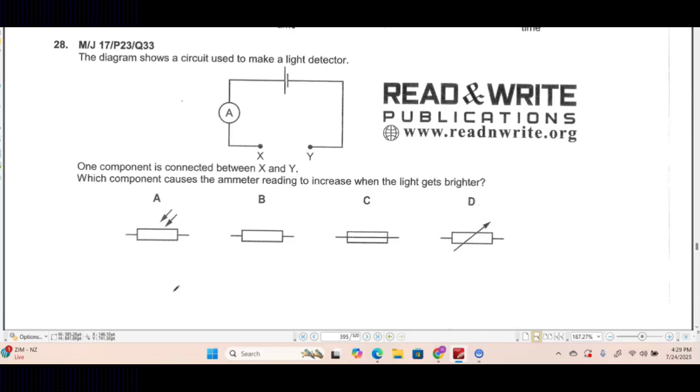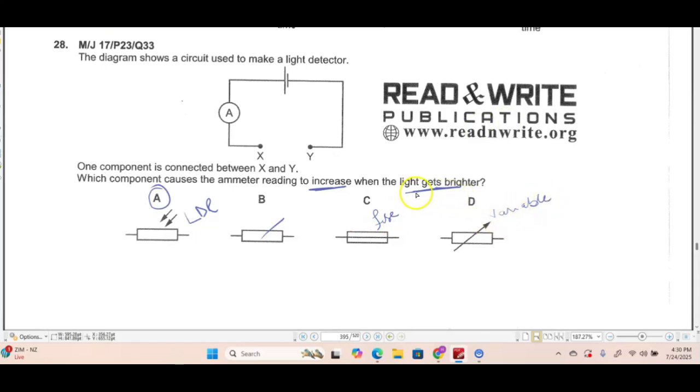Question number 28. The diagram shows a circuit used to make a light detector. One component is connected between X and Y. Which component causes the ammeter reading to increase when the light gets brighter? When it comes to light, the only option that we have is the LDR. This is a simple resistor and it has nothing to do with sensitivity to light. This is a fuse. This has nothing to do with it as well, and this is a variable resistor. So this doesn't work.